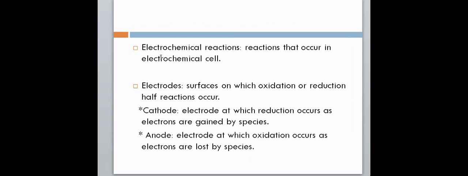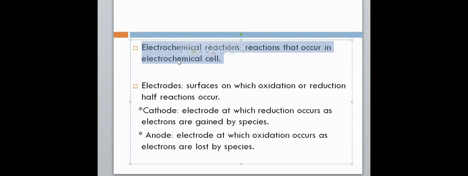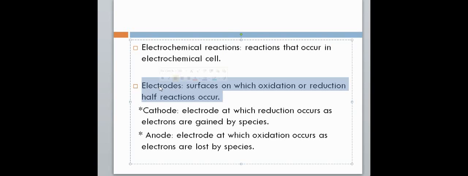Let's go ahead. So electrochemical reactions. What are electrochemical reactions? Very simple: reactions that occur in electrochemical cells. As I mentioned, what are electrochemical cells? They are cells in which the energy exchange takes place from chemical energy into electrical energy and from electrical energy to chemical energy. So we require electrodes in an electrochemical cell. What are electrodes? Electrodes are surfaces on which oxidation or reduction half reactions occur.